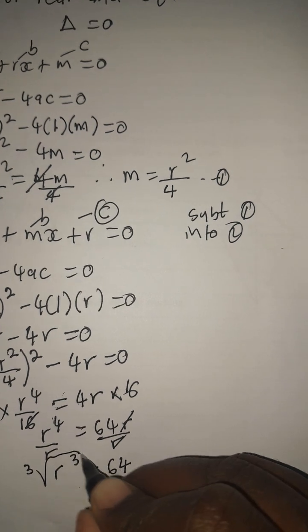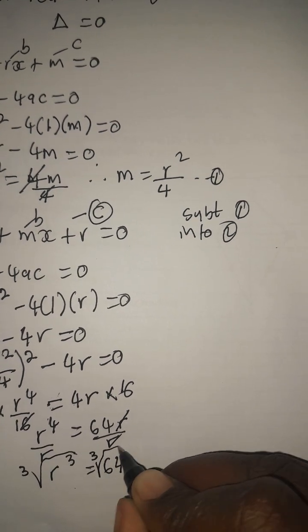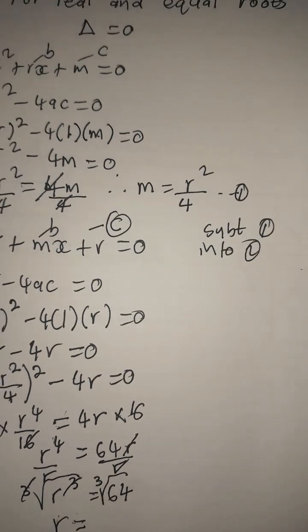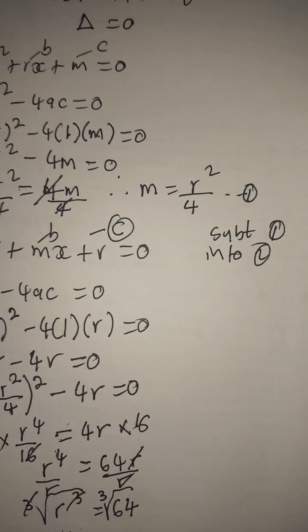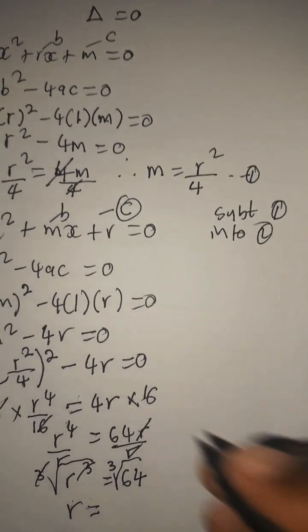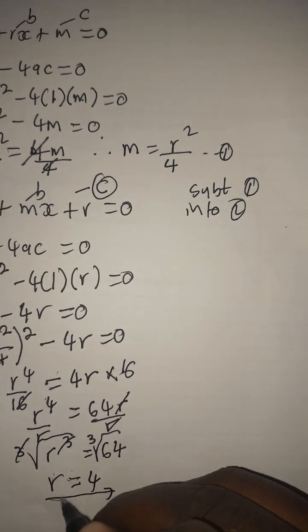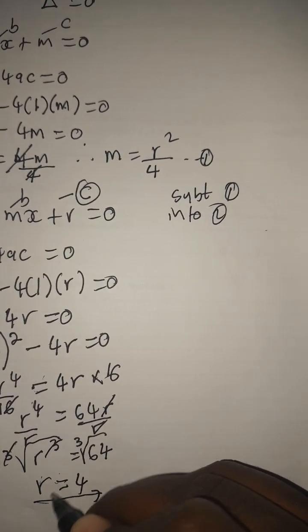Then take the cubic root of 64, this and this cancel. Then we're left with r. What is the cubic root of 64? Cubic root of 64, it's 4. So making r to be 4.